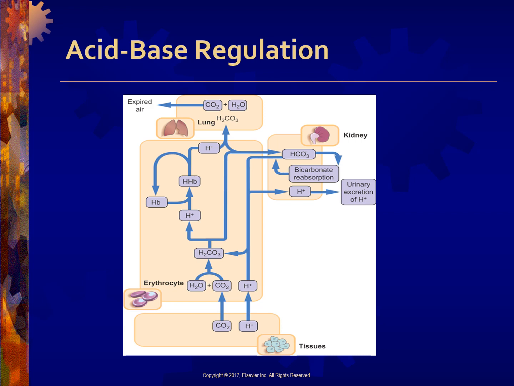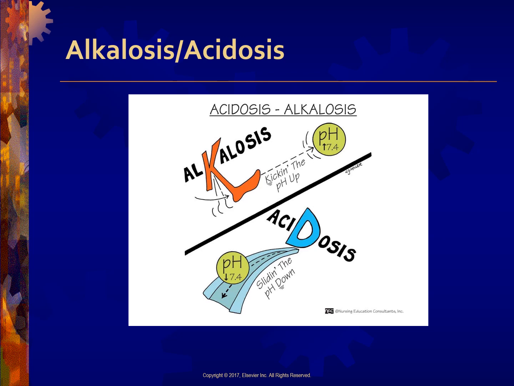The kidneys reabsorb filtered bicarbonate in the proximal tubules and generate new bicarbonate in the distal tubules, where there is a net secretion of hydrogen ion. The ultimate balance between bicarbonate and carbonic acid is to maintain a pH within normal limits. Here's a cartoon depicting alkalosis and acidosis. You can see that if the pH is greater than 7.5, you have alkalosis, and if the pH is less than 7.45, you have acidosis.